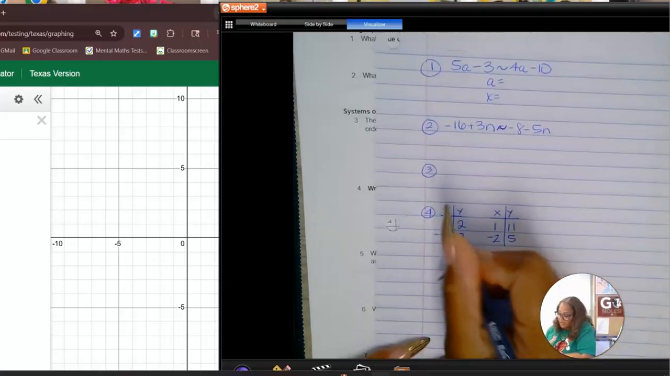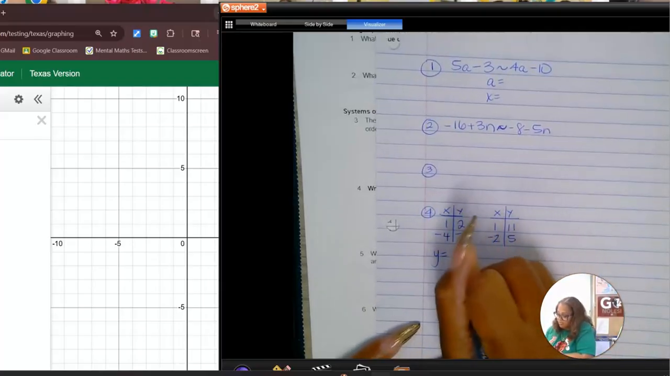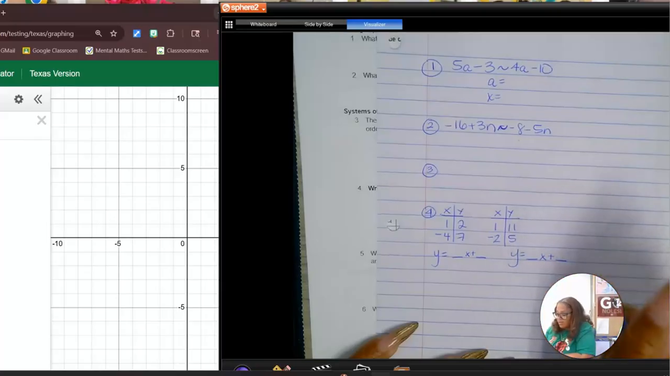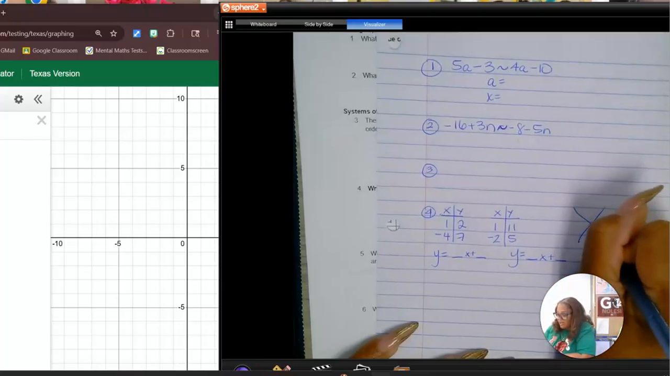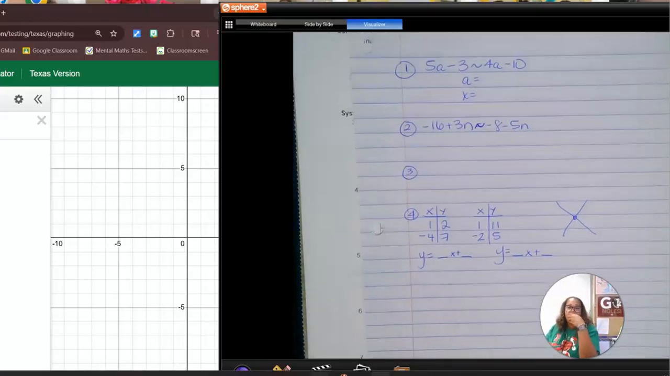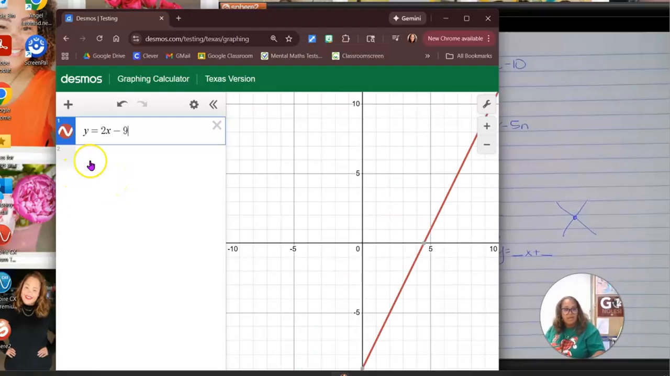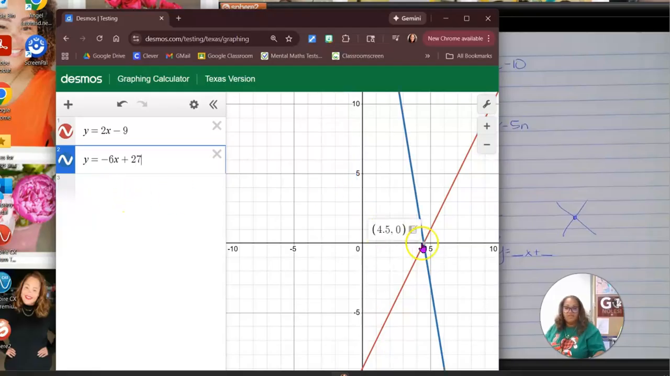Then it will give you an equation, y equals something x plus something. And then over here, this will be y equals something x plus something. And then you look and see where they intersect. That's what you'll do in Desmos. So for example, if it says y equals 2x minus 9 and y equals negative 6x plus 27, you'll look and see where they cross, 4.5 and 0. That is not the answer to this question, but this is how you do it.